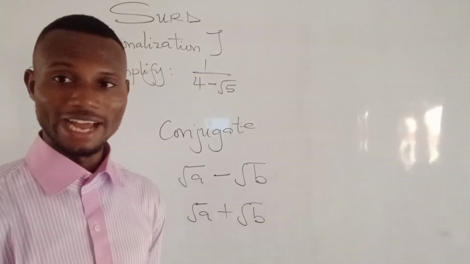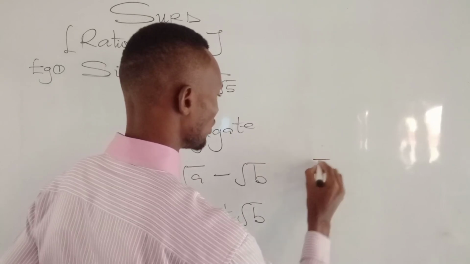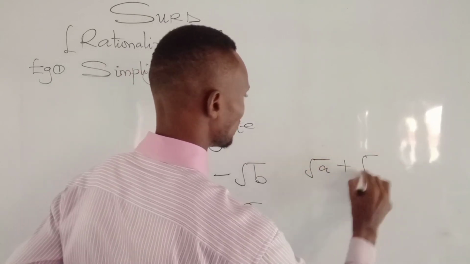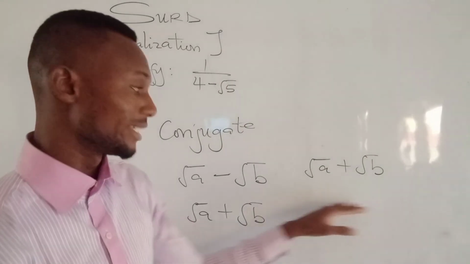So let me take another example and use it to explain it to you. So assuming I have root a plus root b, and I ask what is the conjugate of this surd.